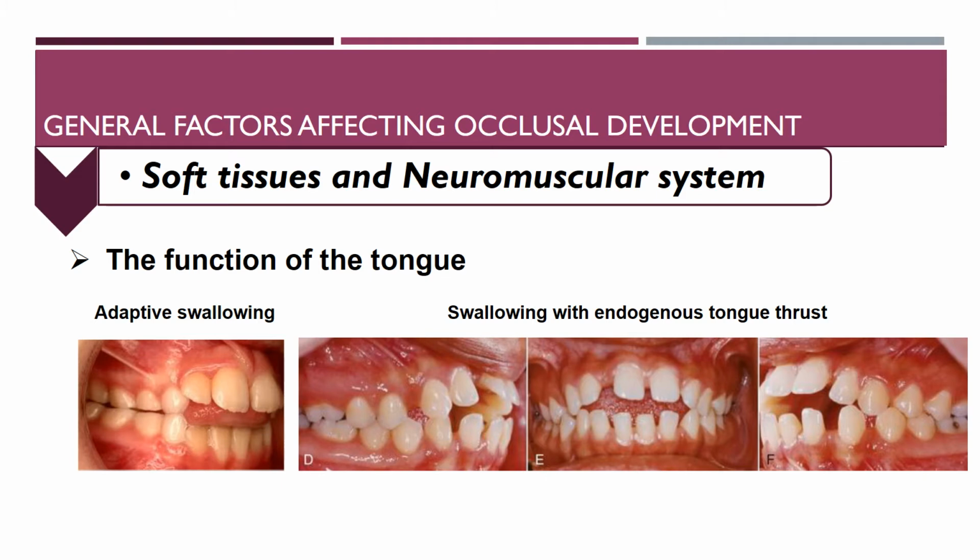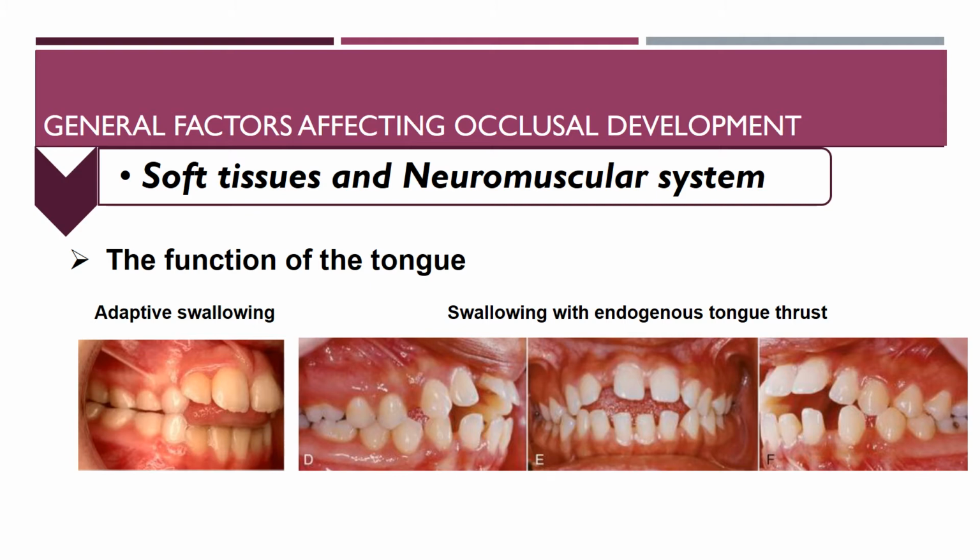In swallowing with endogenous tongue thrusting, the swallowing activity is accomplished by an anterior thrust of the tongue, which is a basic neuromuscular mechanism. It is sometimes associated with anterior lisping during speech. It prevents the full vertical development of the anterior dentoalveolar segments, resulting in an incomplete overbite or anterior open bite.